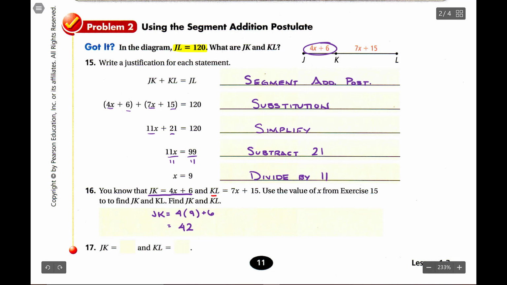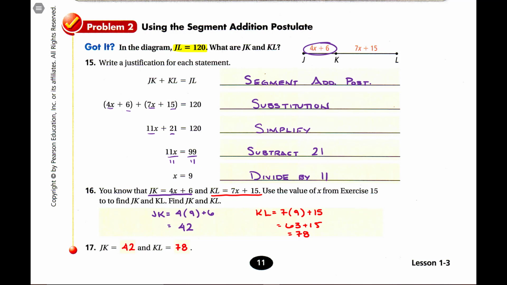And KL we will do in red. So KL is equal to 7 times 9 plus 15. 7 times 9 is 63. 63 plus 15 is 78. So we have JK is 42, KL is 78. And if we add 42 and 78 together just as a final check, we do see that those add up to be 120, which is the total length of JL.